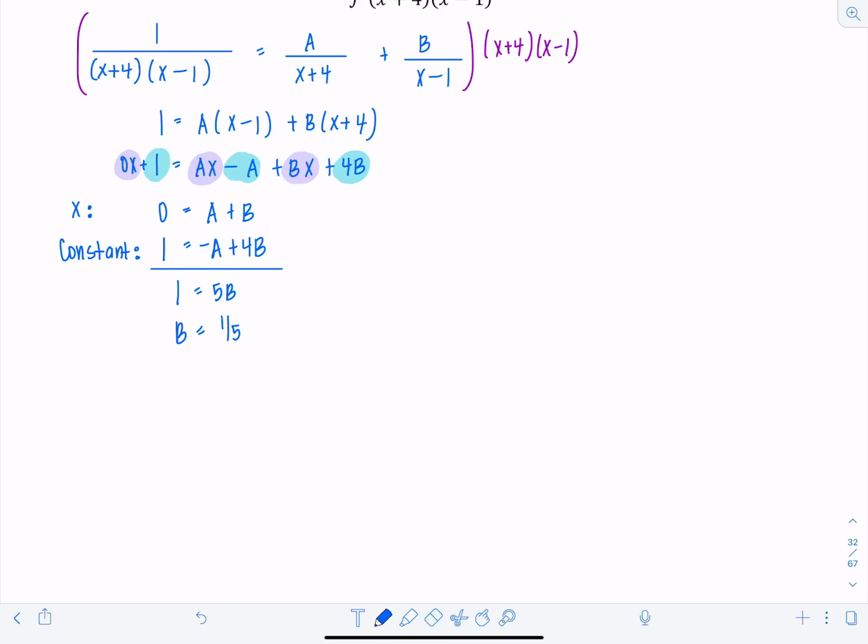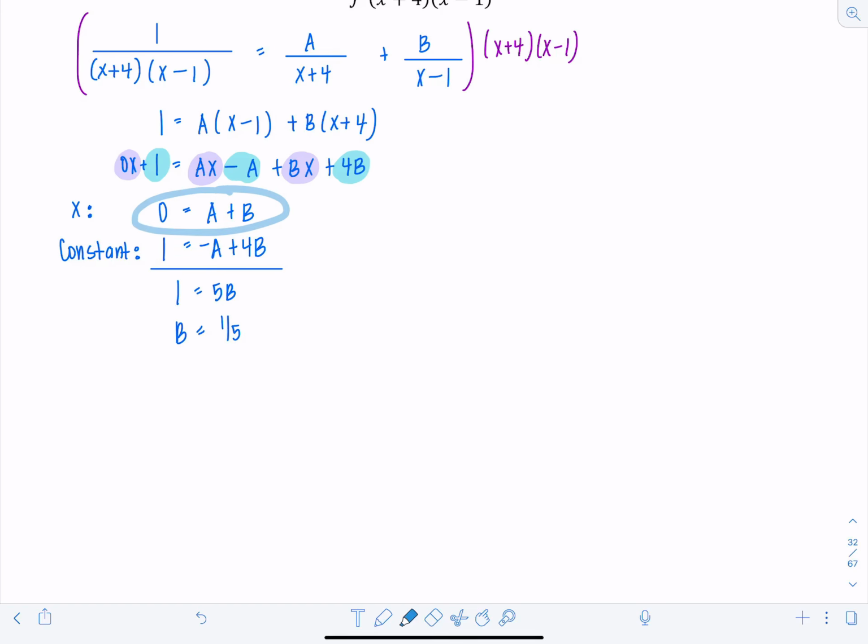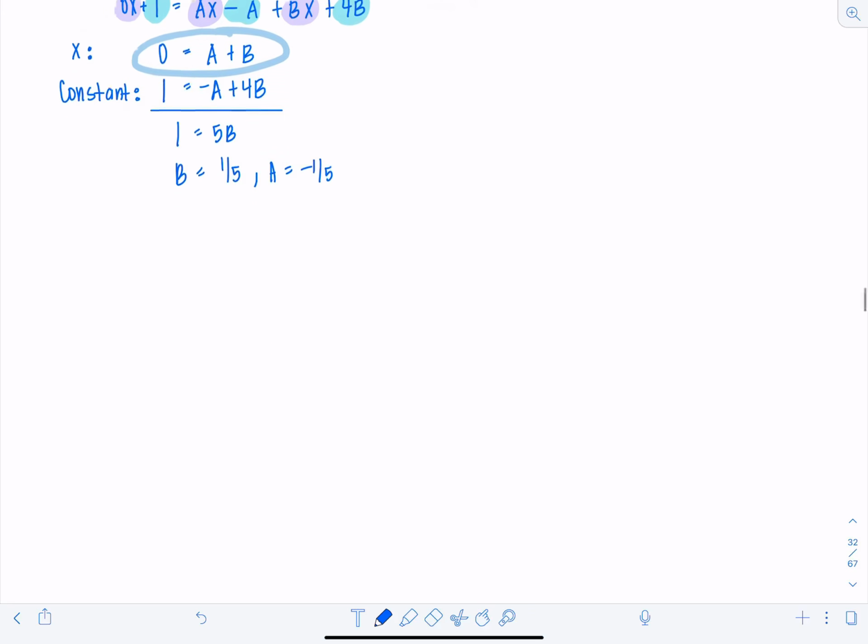All right, lovely. And then notice here, since a plus b equals 0, if b is 1/5, then that means a has to equal negative 1/5. And now we're ready to roll. So I'm going to rewrite my original integral, this time using the partial fraction decomposition for the integrand. So I have integral of, a was -1/5, so I've got -1/5 over x plus 4 plus 1/5 over x minus 1 dx.